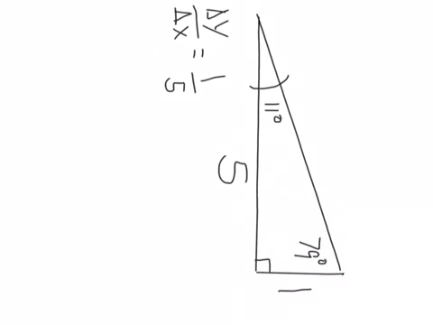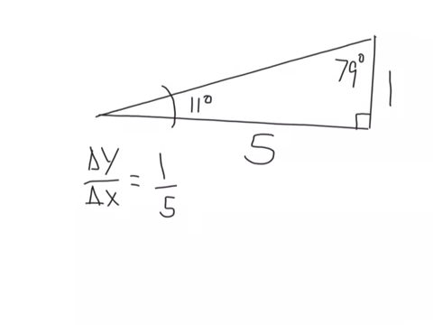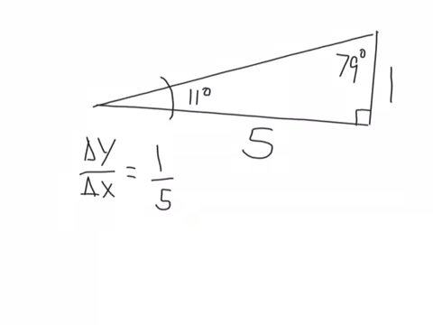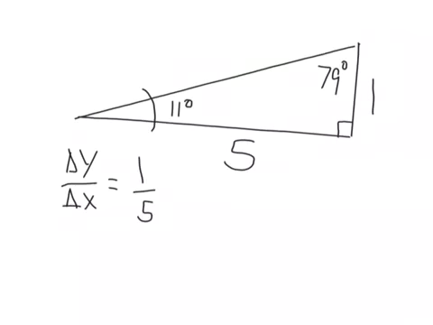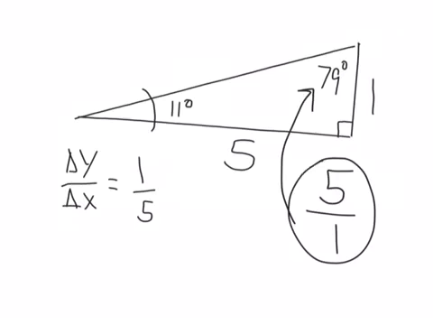So let's go back the other way. So in other words, if we were looking at 79, it would be 5 over 1 that is connected with this one. So this angle, 79, is connected with 5 over 1, and this angle, 11, is always connected to 1 over 5. That's kind of what we were trying to learn today. Let's look at something else we were trying to learn.